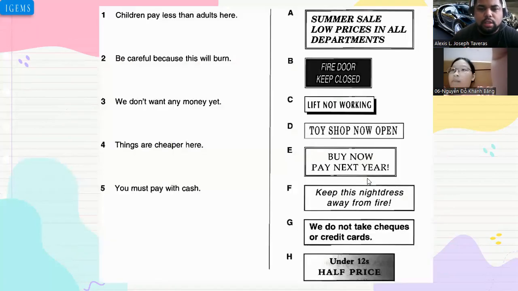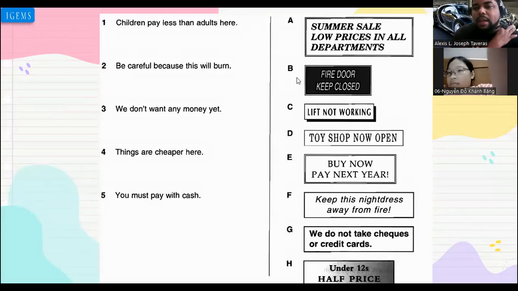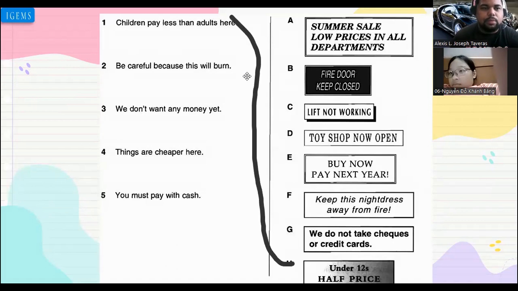Look at that. In this exercise, there is a sort of advertisement. You will need to tell me which one matches with the advertisement that is there. For example, children pay less than adults here. Oh, I've done this before. You've done this before, as an exercise.